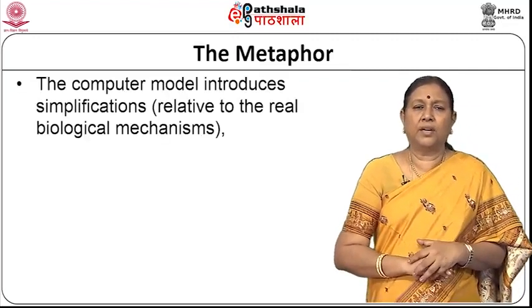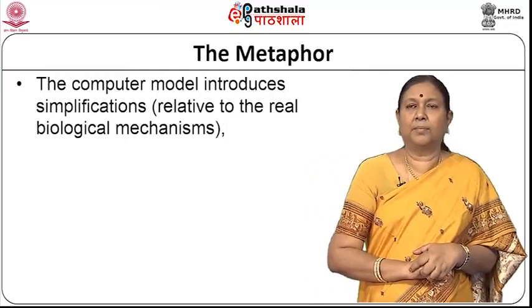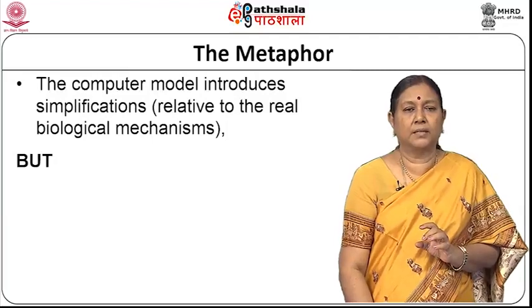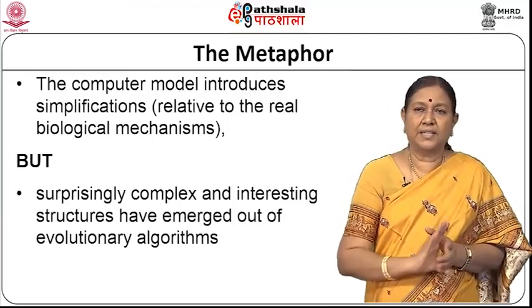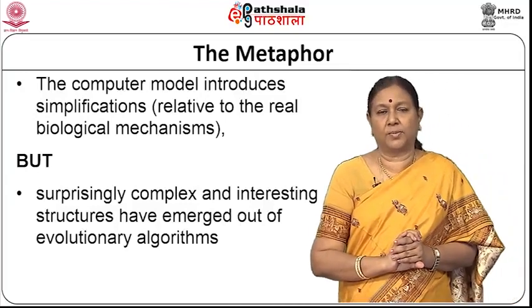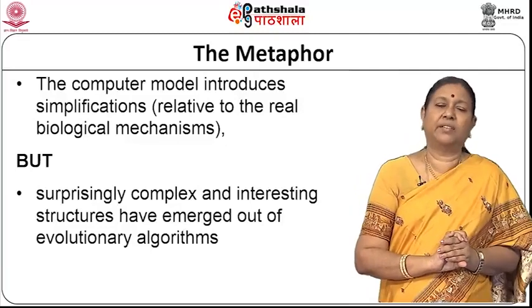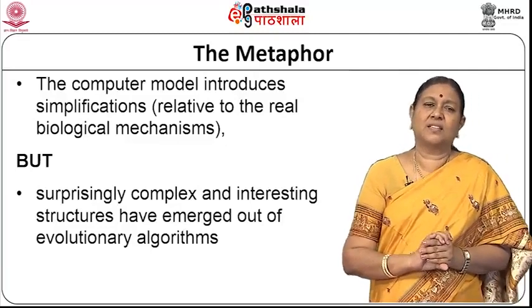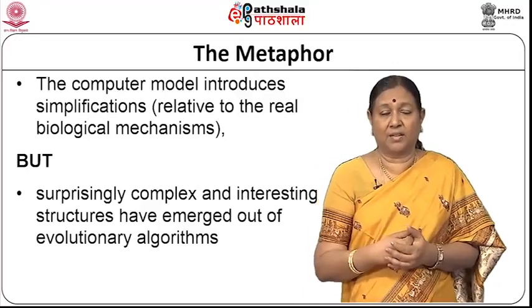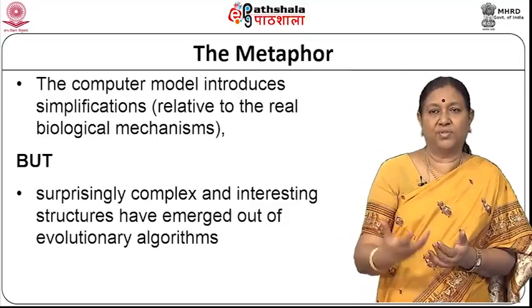So, the computer model introduces some simplifications relative to the real biological mechanisms. We are not using the real biological mechanisms, but surprisingly complex and interesting structures have emerged out of the evolutionary algorithm. So, we are using a lot of simplifications. In spite of that, there are some complex and interesting structures that have emerged out of these genetic and evolutionary algorithms, as they call them. Genetic algorithms are also called evolutionary algorithms because it is about evolution in nature.